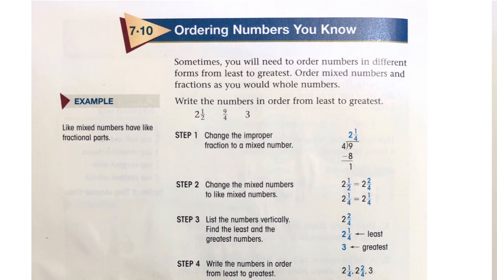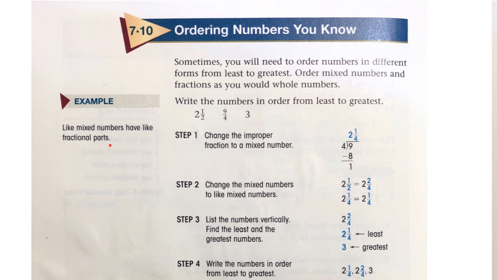Basic Math, Chapter 7, Section 10, Ordering Numbers You Know. Sometimes you will need to order numbers in different forms from least to greatest. Order mixed numbers and fractions as you would whole numbers. For example, write the numbers in order from least to greatest: 2 and 1/2, 9 over 4, 3.